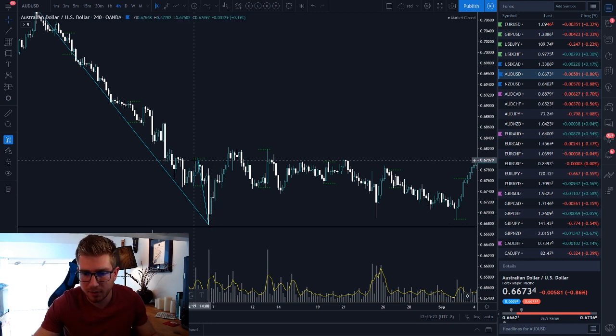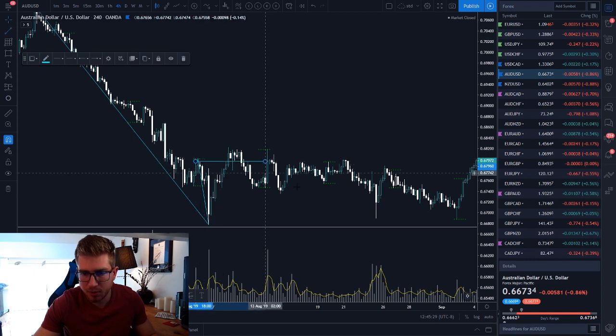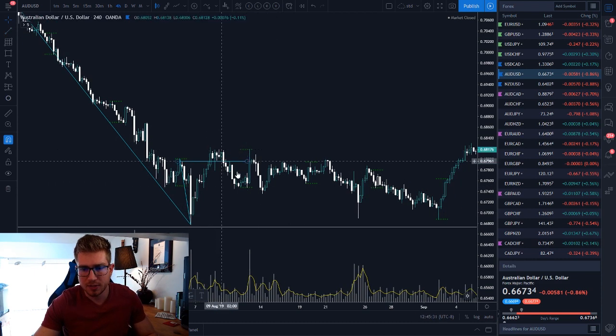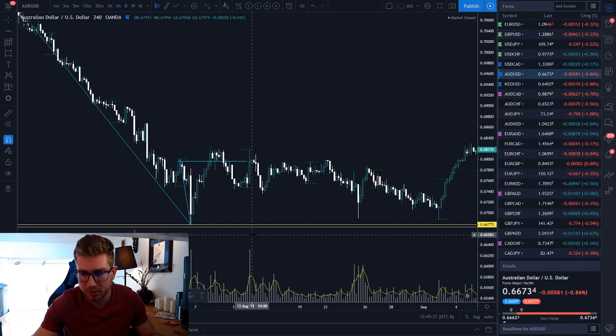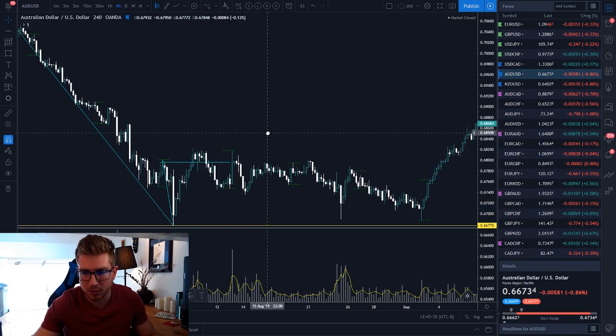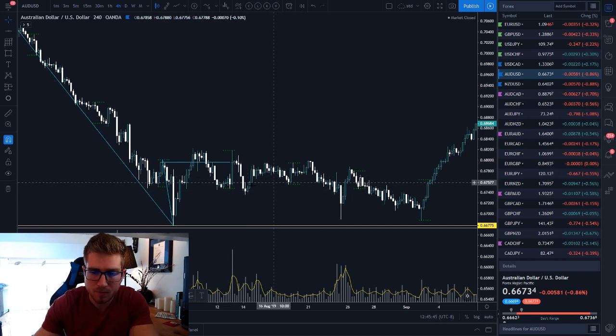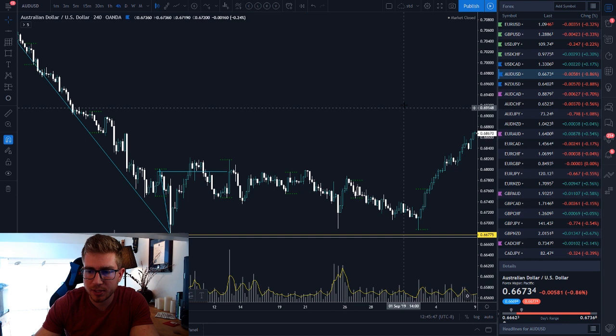So we did break up above this, as you can see here. We broke back above this. So now this is a retracement, and where is our invalidation point? Well, our invalidation point is going to be this yellow line there. So if we were long here, that's where we would put our stop. We'd probably enter on some sort of retracement here, and then we'd continue up.